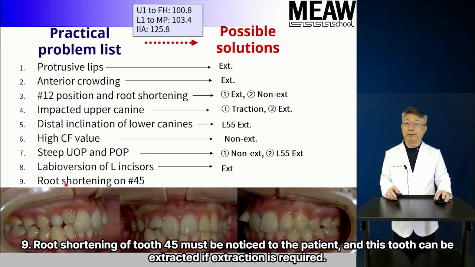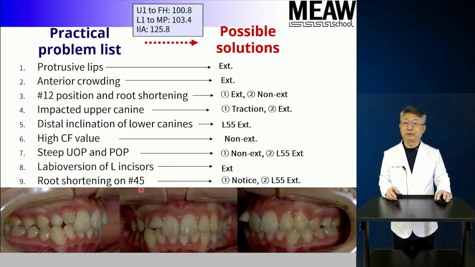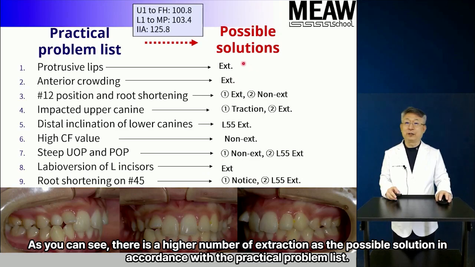9. Root shortening of tooth 45 must be noticed to the patient, and this tooth can be extracted if extraction is required. As you can see, there is a higher number of extraction as the possible solution, in accordance with the practical problem list.